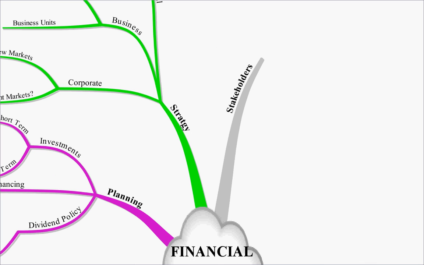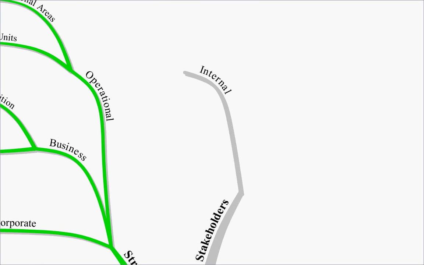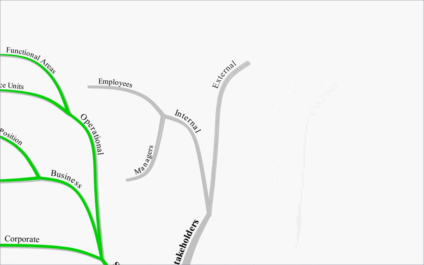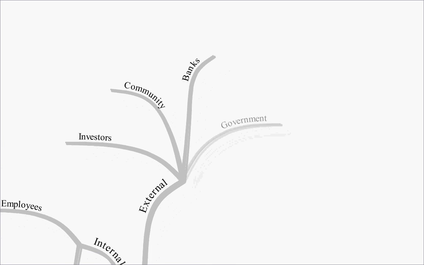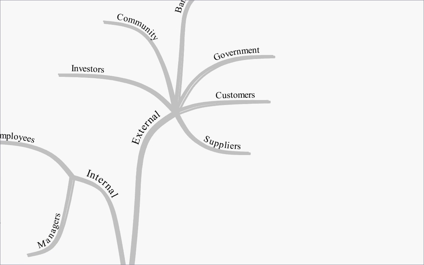Okay, we went on to look a little bit at stakeholders. Remember, these are people who have a legitimate interest in the business. We looked at internal stakeholders, might be your managers or your employees. And we looked at external stakeholders. These may be investors, the community, banks, the government, customers or suppliers. All of these people will have a legitimate interest in the business.